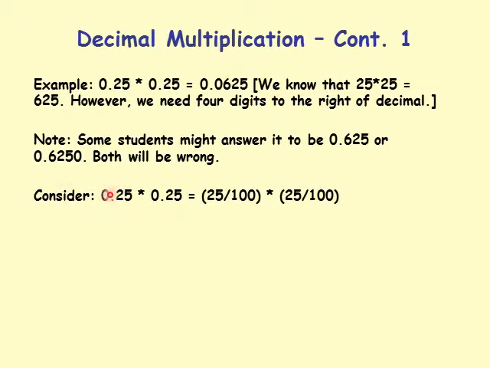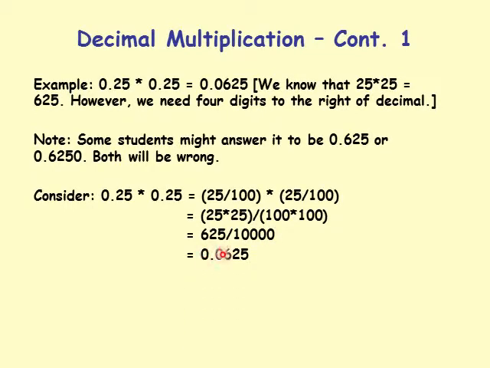Okay, so let's consider 0.25 times 0.25 as 25 over 100. We got 0.25 from dividing 25 by the base number 100. So that would be 25 times 25 in the numerator, 25 from here, 25 from here. And in the denominator we have 100 times 100, which would be 625 divided by 10,000. Okay, and that is 0.0625.